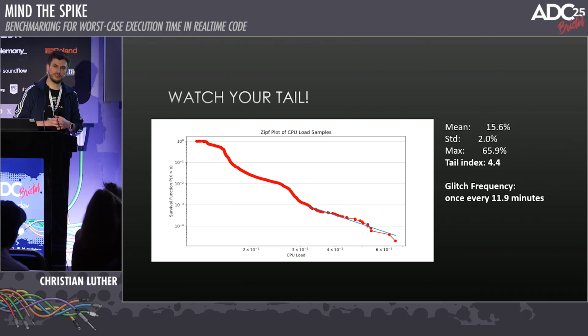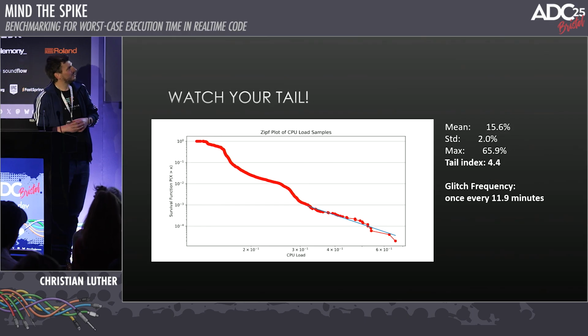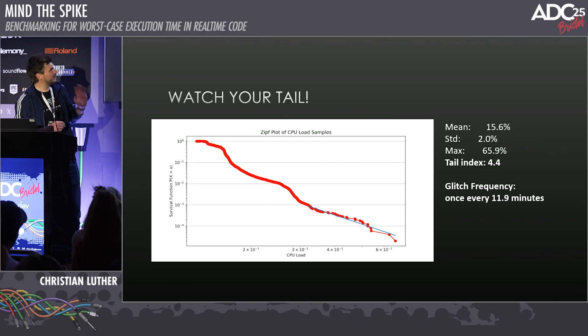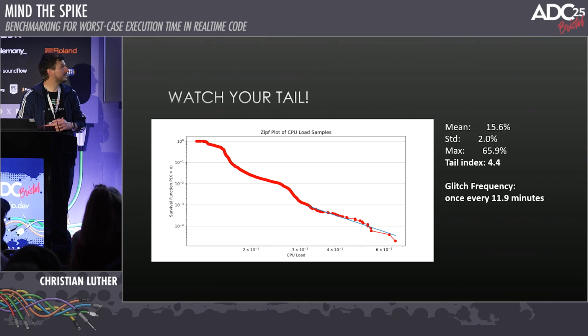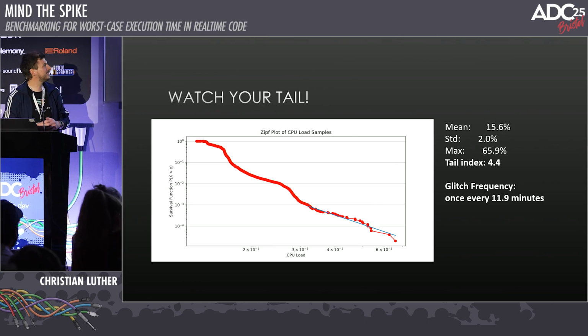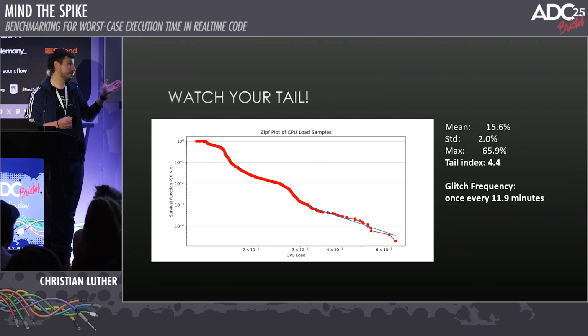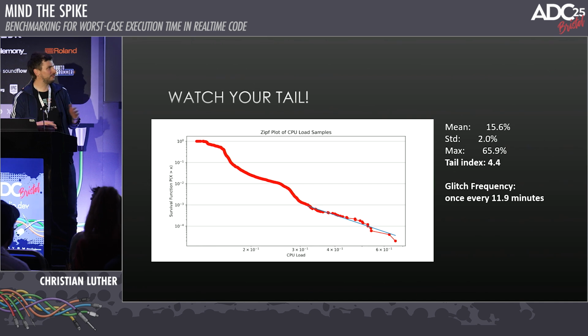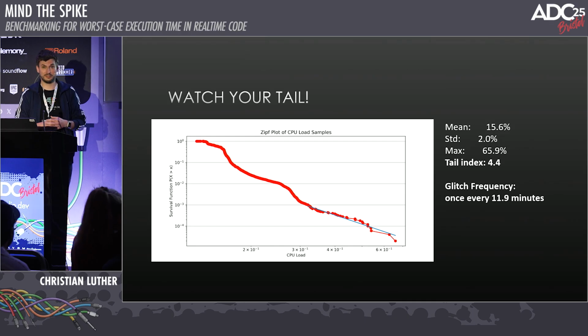The standard deviation is a bit more, but it doesn't seem outsized, but we know it's a useless number. The max seems worrying, but what's really worrying is the tail index of 4.4. So this means this is really fat-tailed. This is almost stock market crash territory. So better not bet your fortune on it. And then we can compute the glitch frequency again, and we can expect this to happen once every 11.9 minutes on average. And that's something we probably don't want to have.